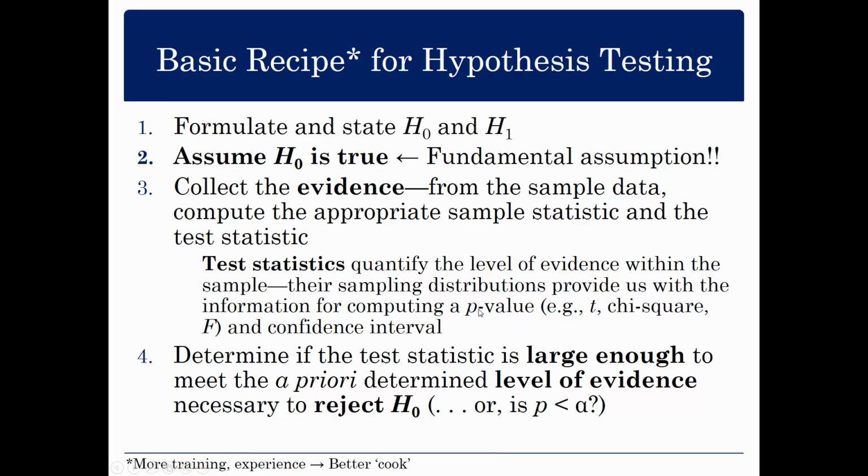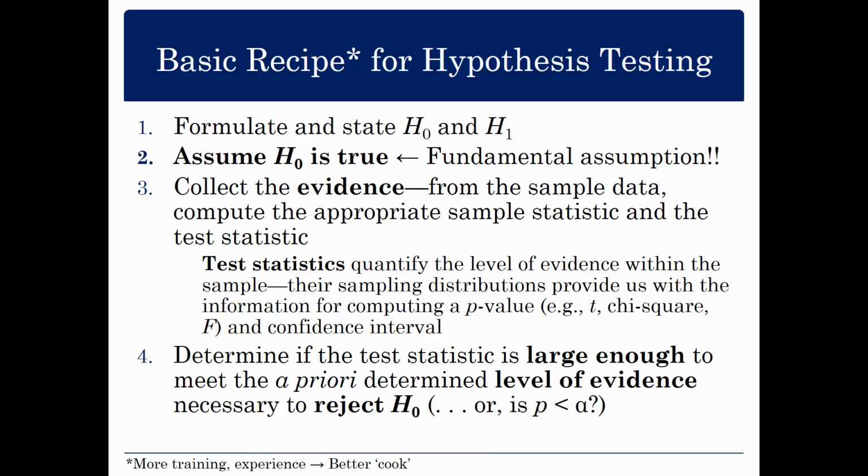So the key here is that we need to determine at what point our sample statistic or our evidence is different enough from what we would have expected under the null for us to reject the null. And that's where we set our alpha level at 0.05, for instance. But the key is to do it beforehand.